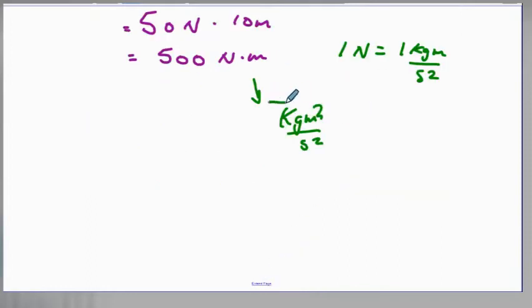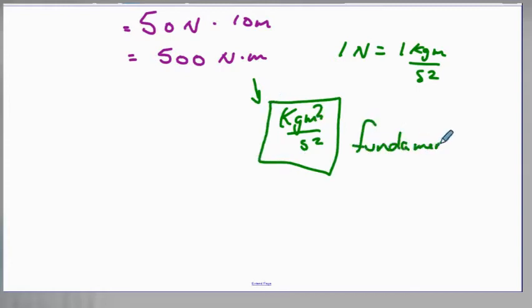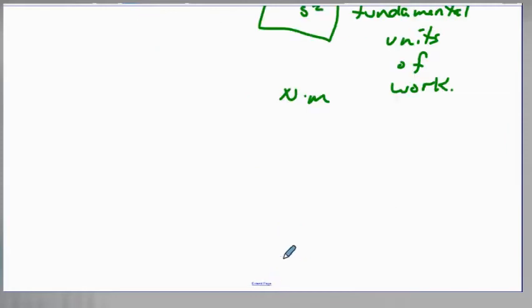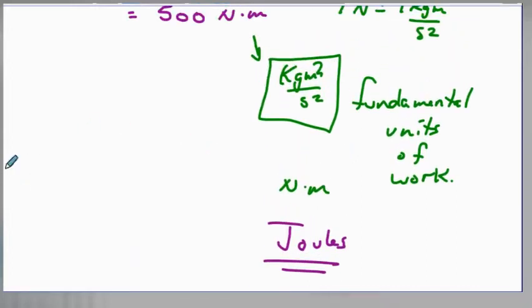These are what we call the fundamental units of work. We can still call them newton meters, but they are typically referred to as joules, named after another great physicist. So 1 joule is 1 newton meter, or it is 1 kilogram meter squared per second squared.